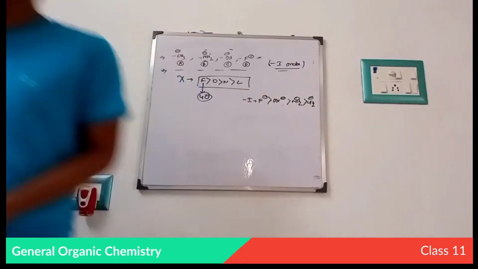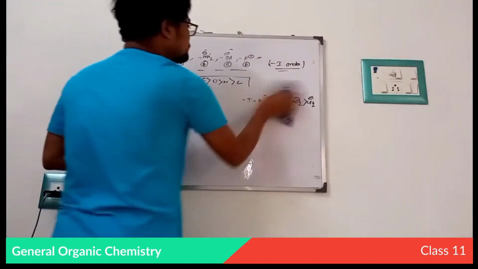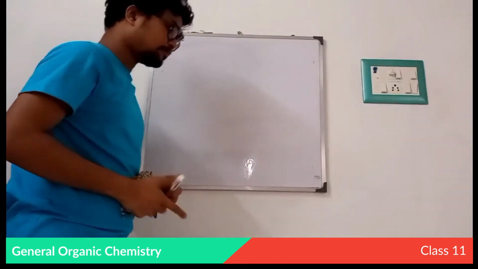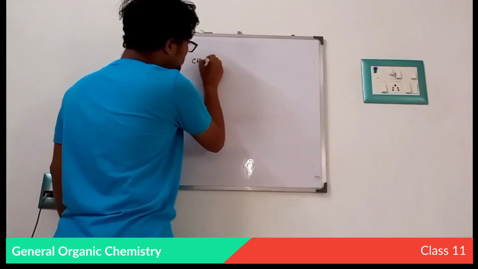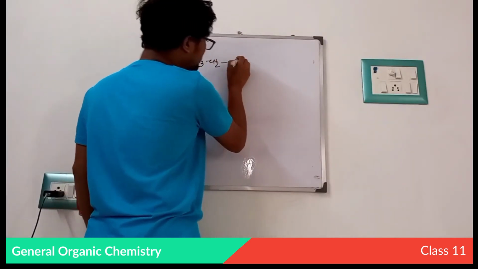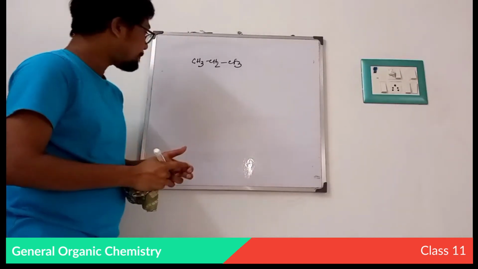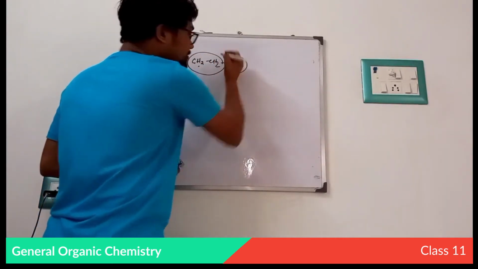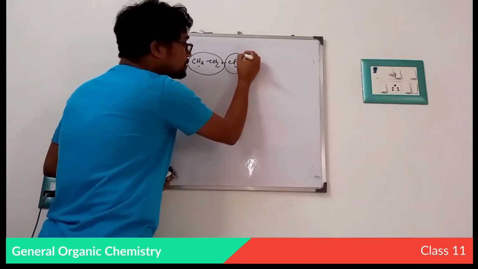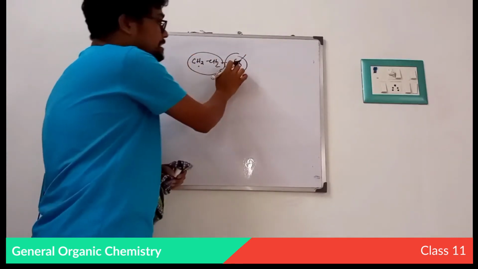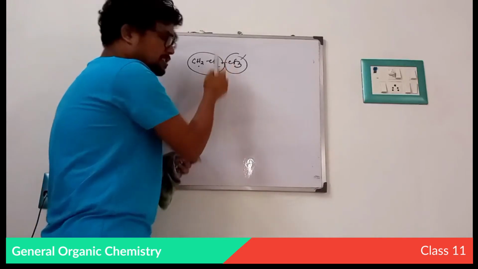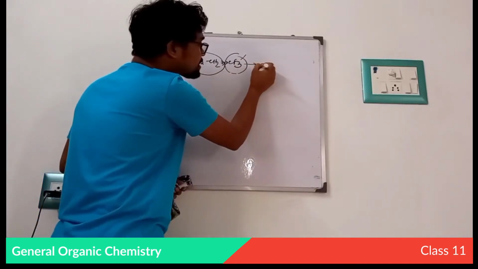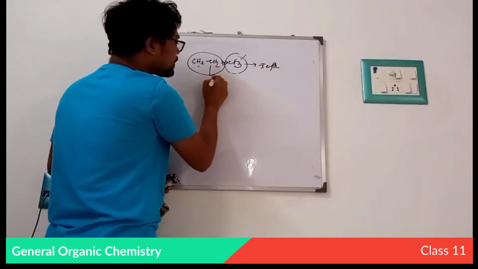Now I am giving you 2 or 3 examples that will help you. Suppose CH3, CH2, CF3. Fine. Now characterize the plus I effect part and minus I effect part. Now listen very carefully. There are 2 parts, and in this part electronegative atoms are attached, 3 fluorines attached to this carbon. So it has a high tendency to attract the electron from this bonding electron pair. So this part has the minus I effect and this part has the plus I effect.